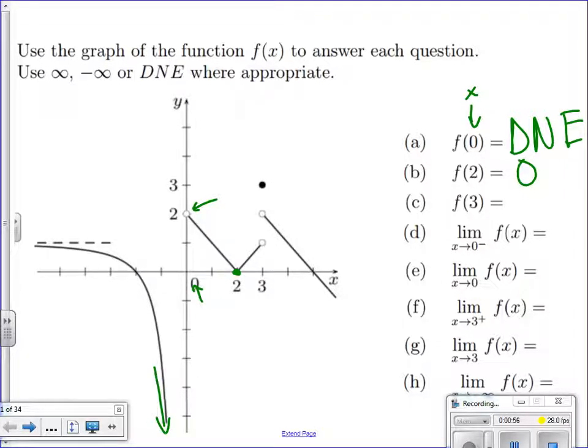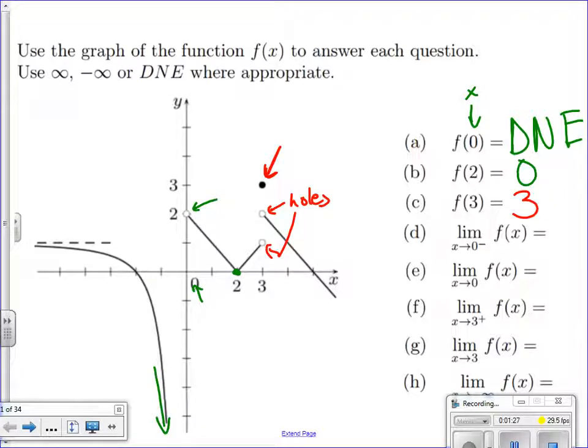For f of 3, well, we see that there's a point here and a point here and a solid point there. These guys were holes, I should say, not really points. But because we have this specific y value, again, at 3 for our y value, we end up with that answer being 3. Again, just because there is a solid point there.